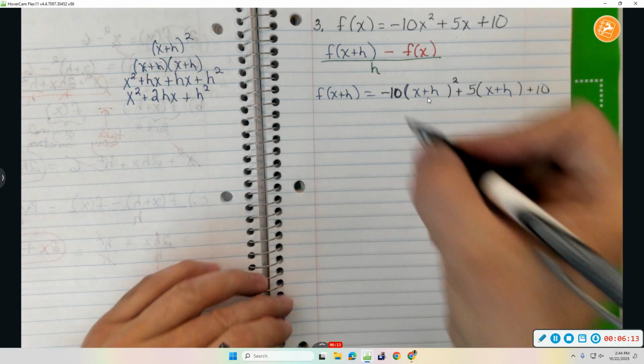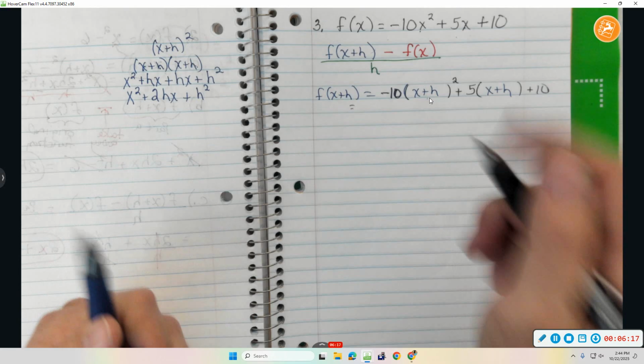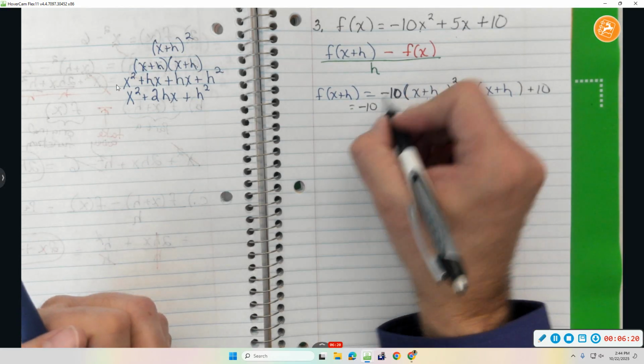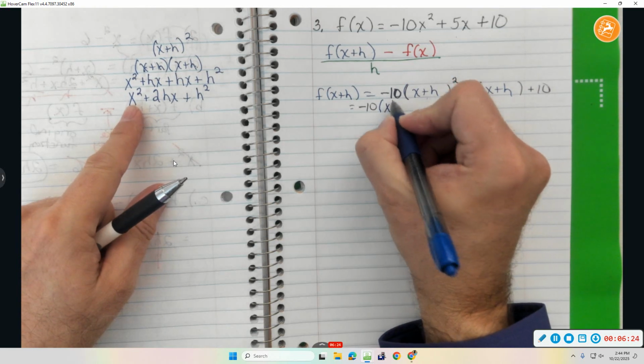But look at this. There's something in front of that x plus h squared. What is it? A negative 10. You're going to have to distribute negative 10 over all of that stuff. Oh, you're writing it like that.